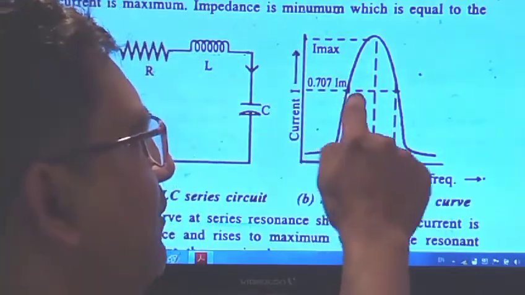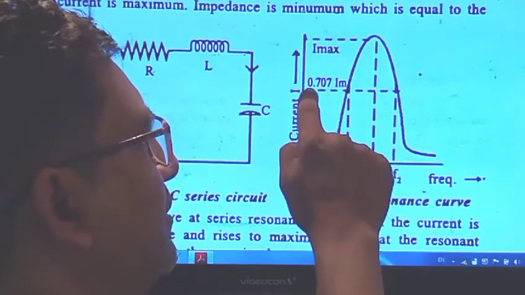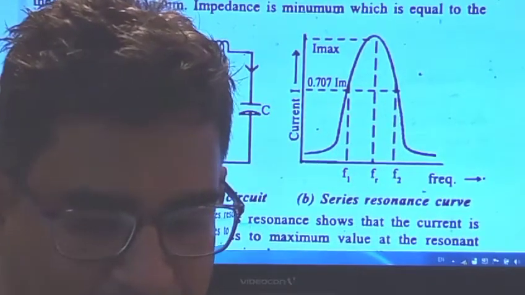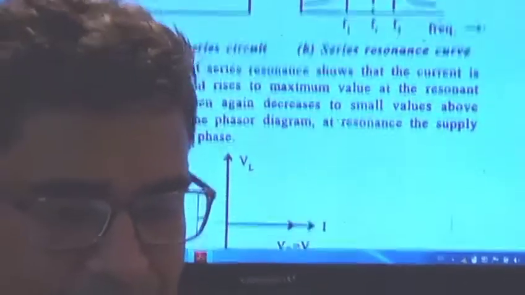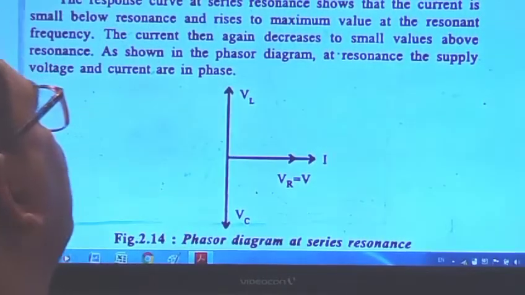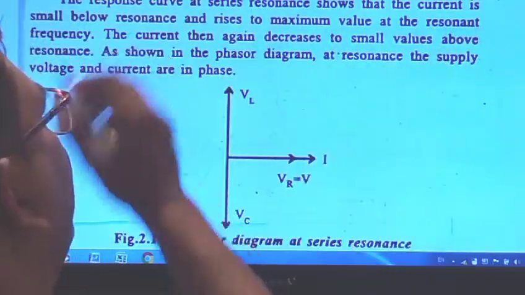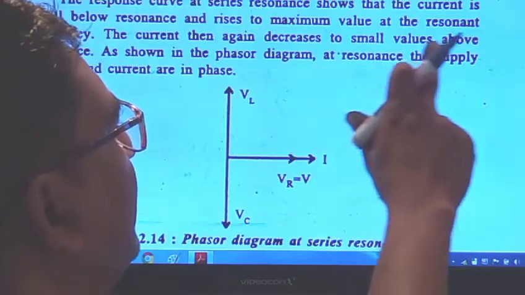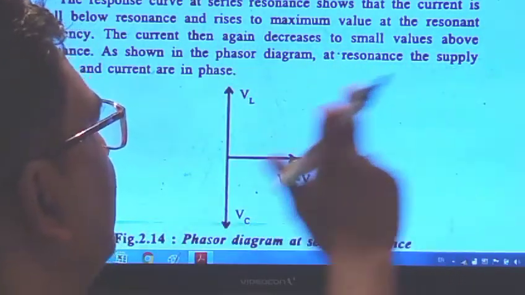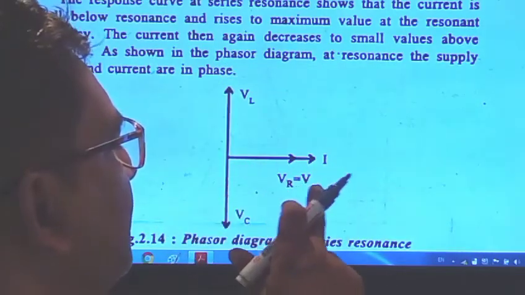At the marked point you get the current value of 0.707 Imax. For the frequency response of series resonance, the current is small below the resonance and rises to the maximum value at the resonant frequency. The current then decreases again to a small value above the resonance. In the phasor diagram at resonance, the supply voltage and current are in phase, that is VR is equal to V.